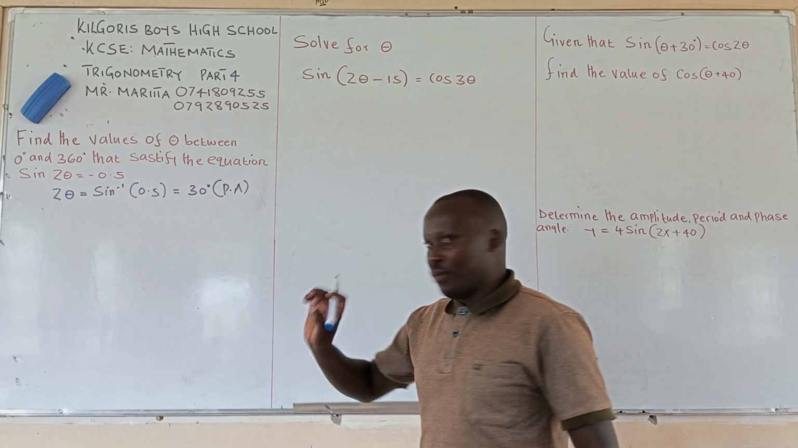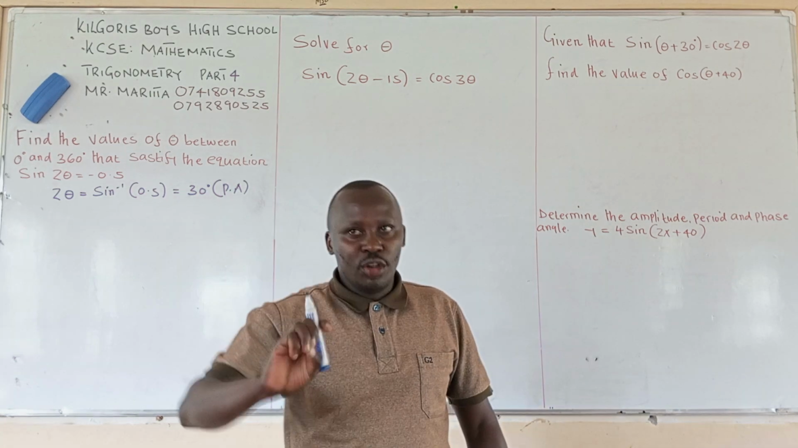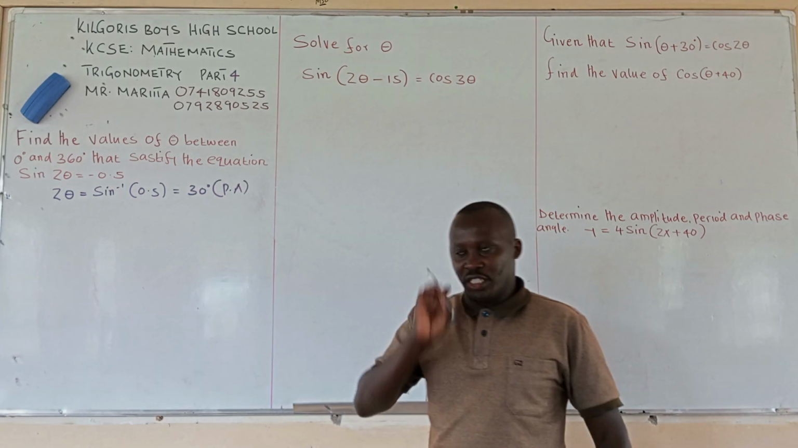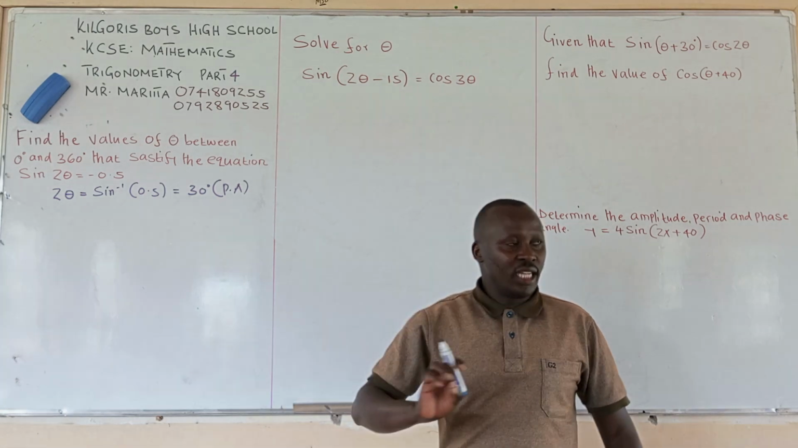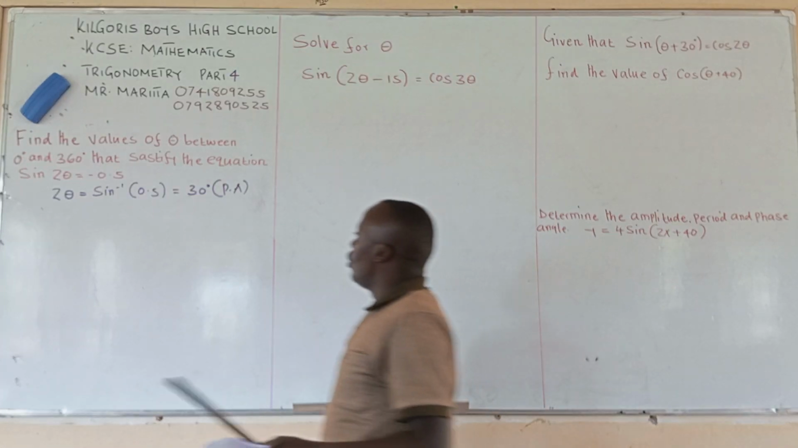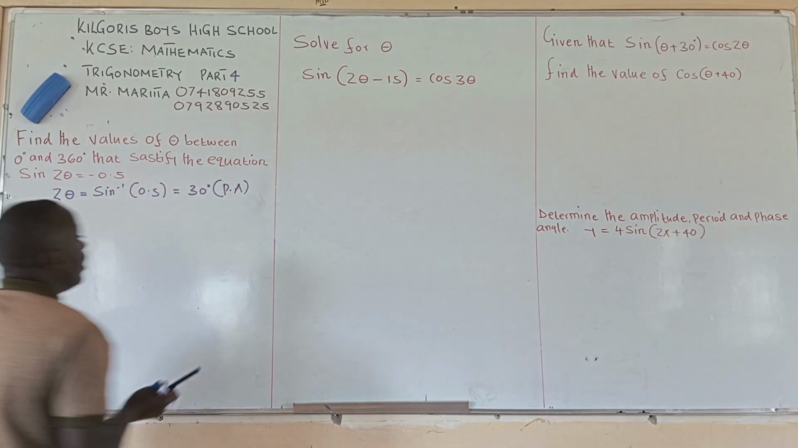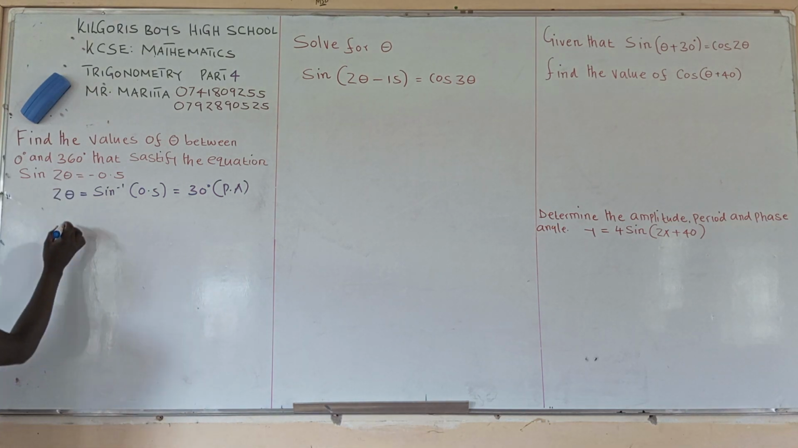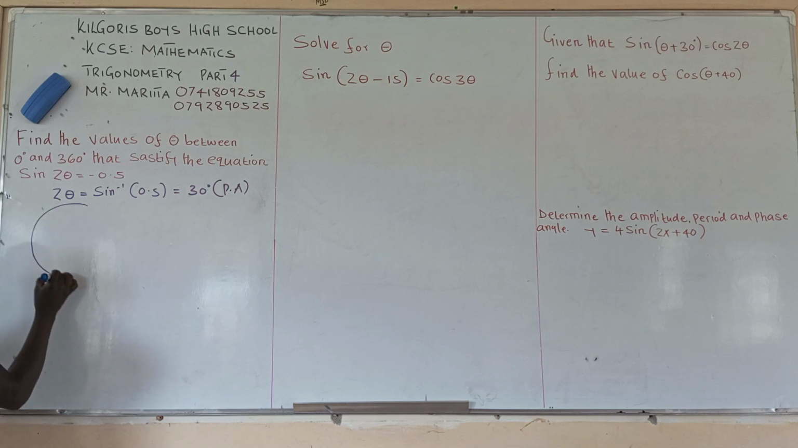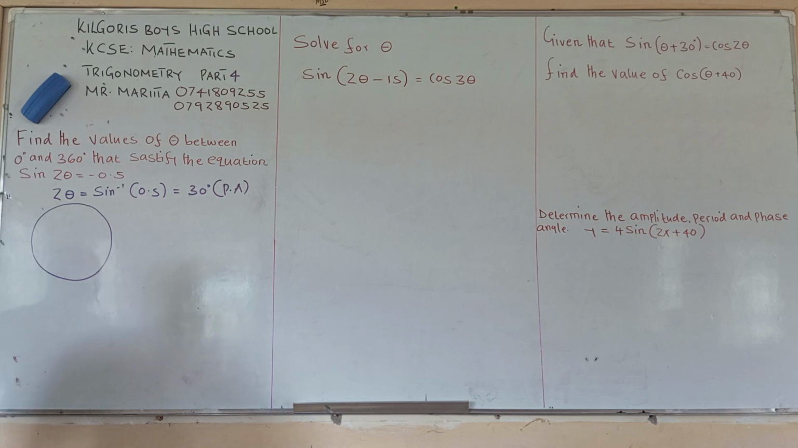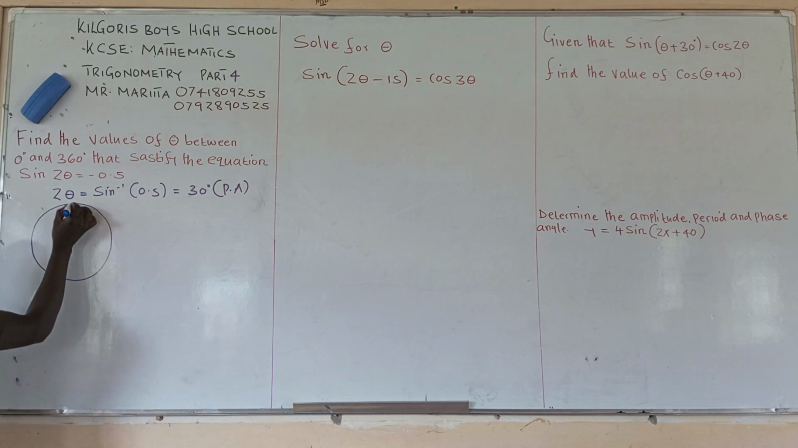The next step from here is to draw the unit circle. Make sure you use a unit circle. The unit circle is where we can get our correct solutions of theta. So we have this unit circle like this.